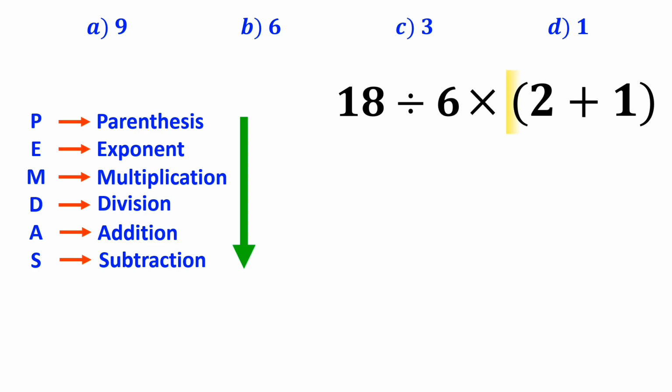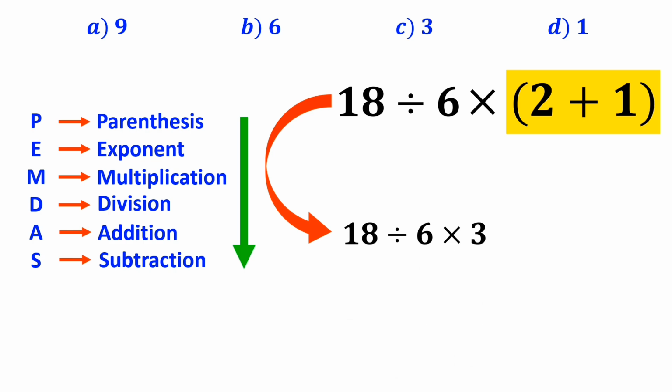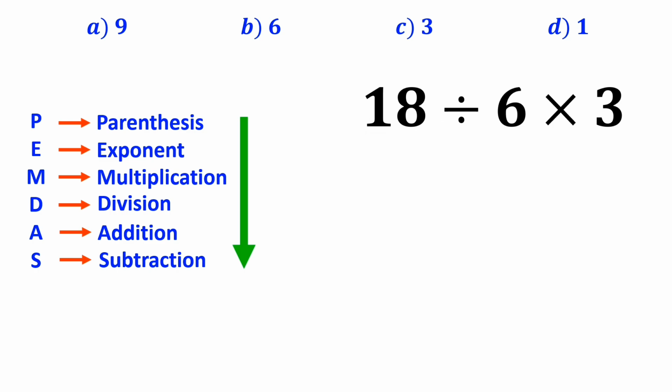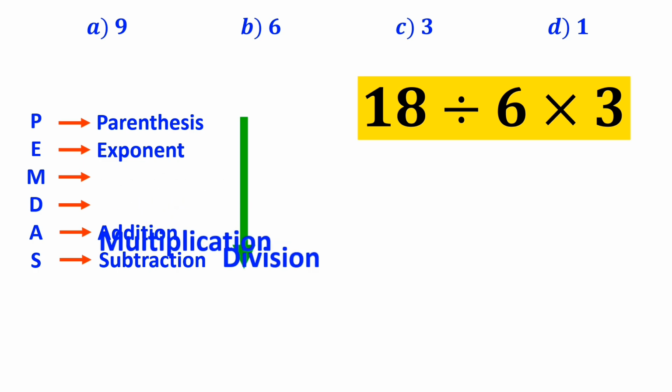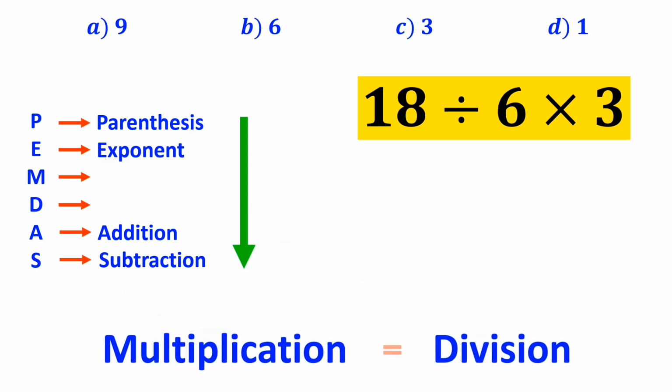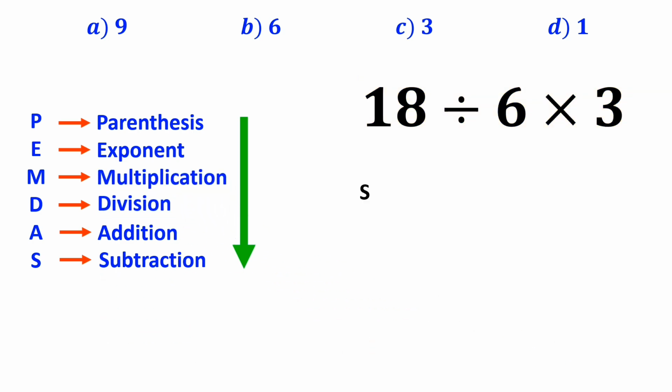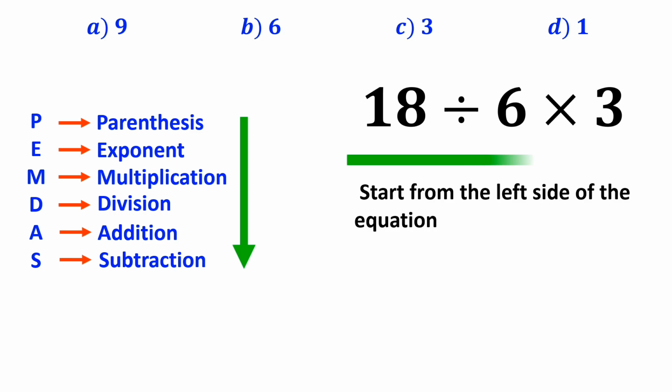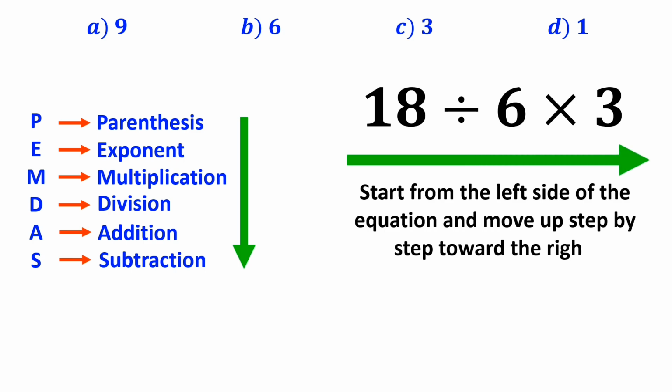Alright, first we go to the parentheses, since it has the highest priority compared to the other operations. So instead of this expression, we can write 18 divided by 6 times 3. In the next step, we need to evaluate this expression. It's very important to remember that multiplication and division have the same level of priority. In this case, all we need to do is start from the left side of the equation and move step by step toward the right.